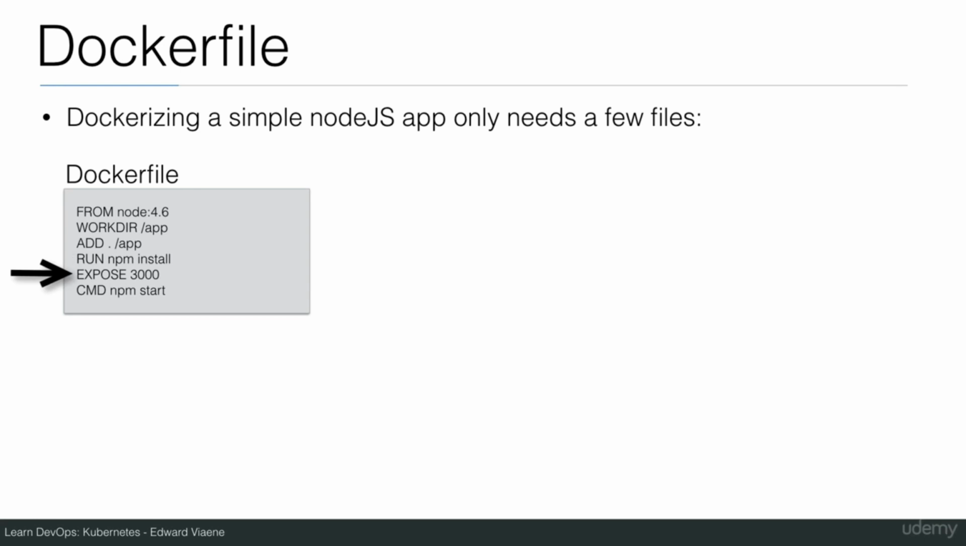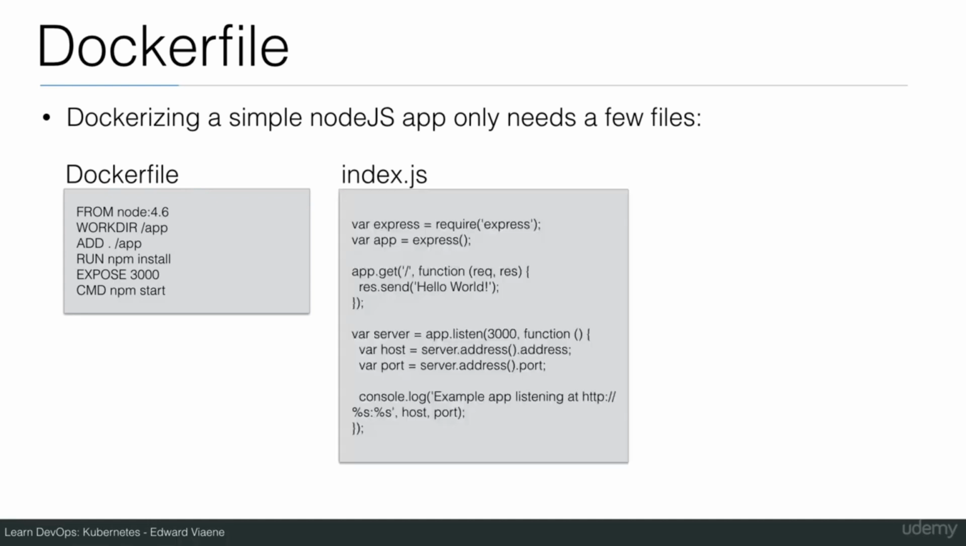It's going to expose a port, in this case, port 3000. And when this container itself starts, then it's going to run npm start. Let's have a look at the other files in this directory that will then be copied to this /app folder. The first one is index.js. A very simple Node.js app, only a few lines.